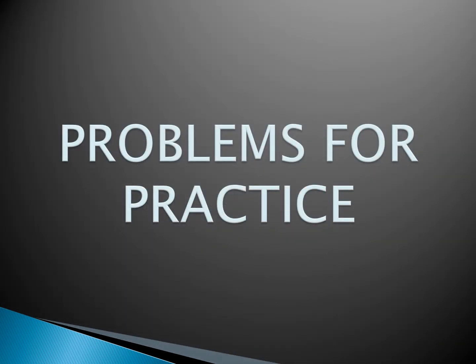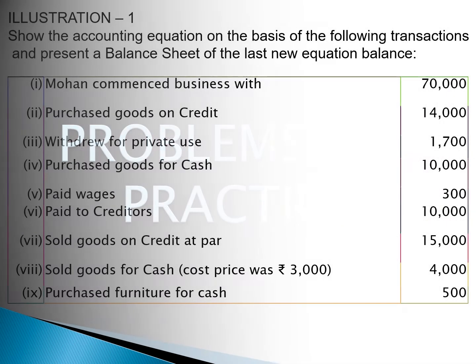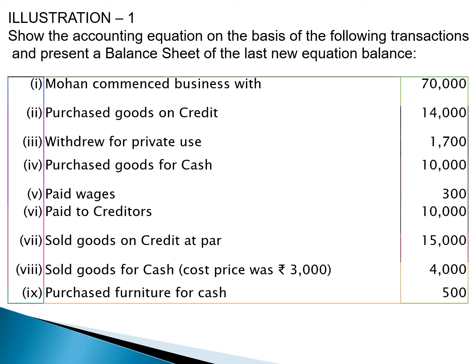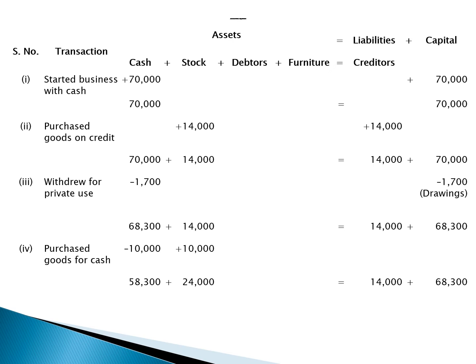Now, let us discuss some more practical problems. The first illustration is based on accounting equation. Here, the first transaction is started business with cash. 70,000 rupees is shown under cash and capital. The next transaction, purchase goods on credit. 14,000 is shown under stock and under creditors.